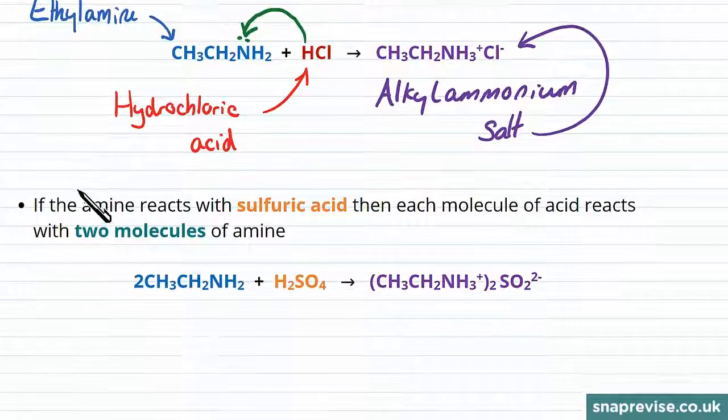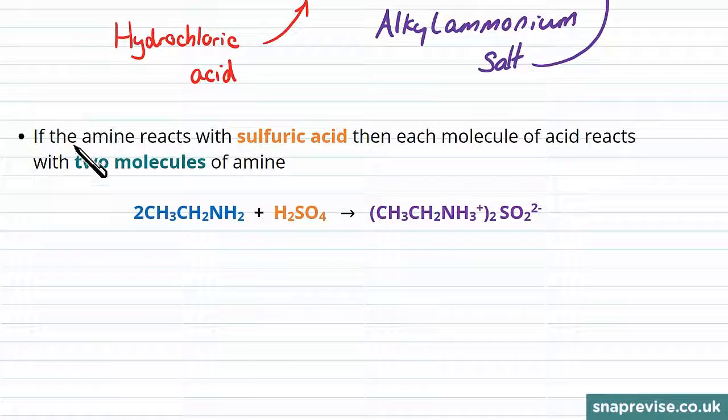We can look at an example of an amine reacting with a diprotic acid. So say if the amine reacts with sulfuric acid, then each molecule of the acid has two hydrogens that can react with a molecule of amine. So we react two molecules of the amine.